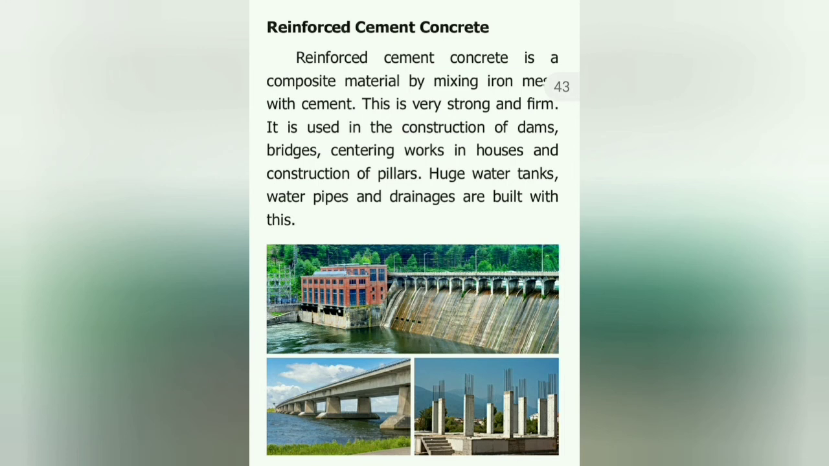Reinforced cement concrete. It is a composite material made by mixing iron with the cement. This is very strong and firm. It is mostly used in the construction of dams, bridges, centering works in houses, and constructing pillars. Huge water tanks, water pipes, and drainages are built with this reinforced cement concrete.